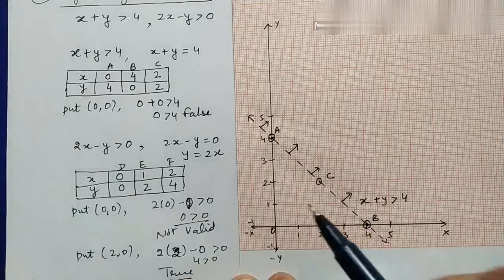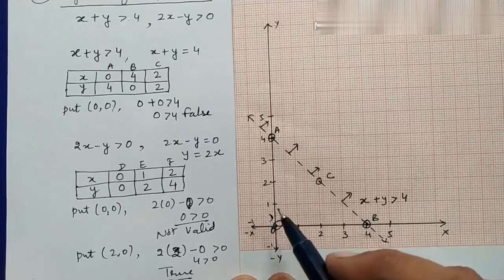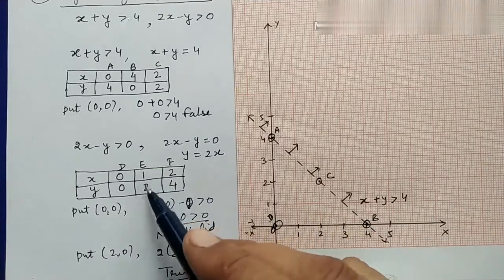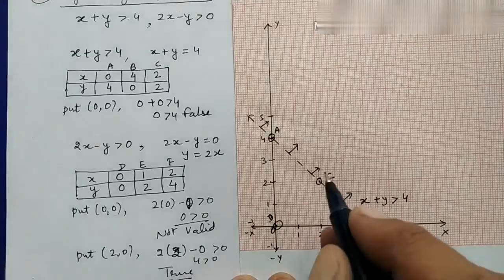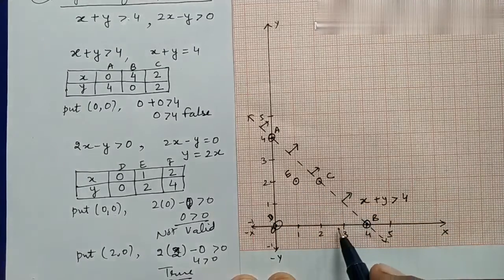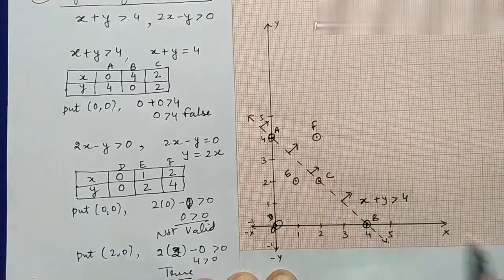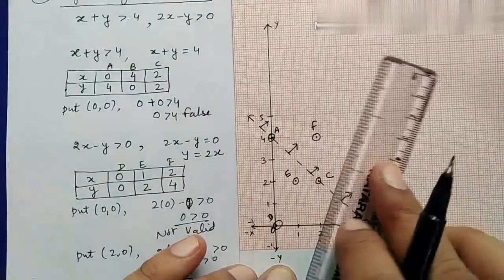Here the first point is D, which is 0, 0, so this is the point we have. This is D point. The second is E point, which is 1 and 2, where x is 1 and y is 2. This is E point, and next is 2 and 4. This is F point. These points we will join.